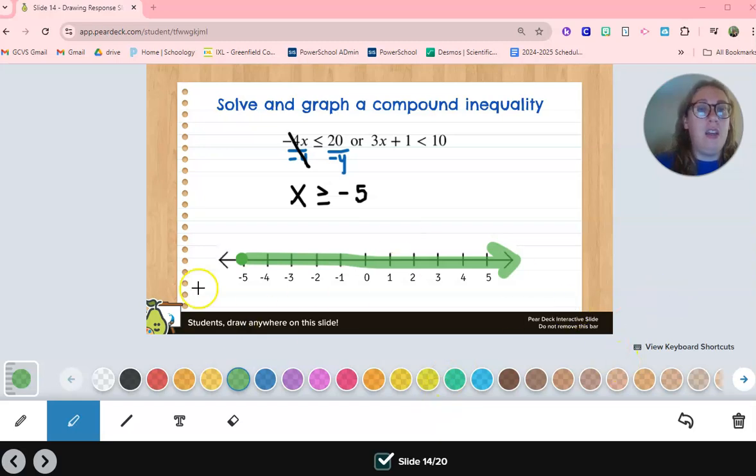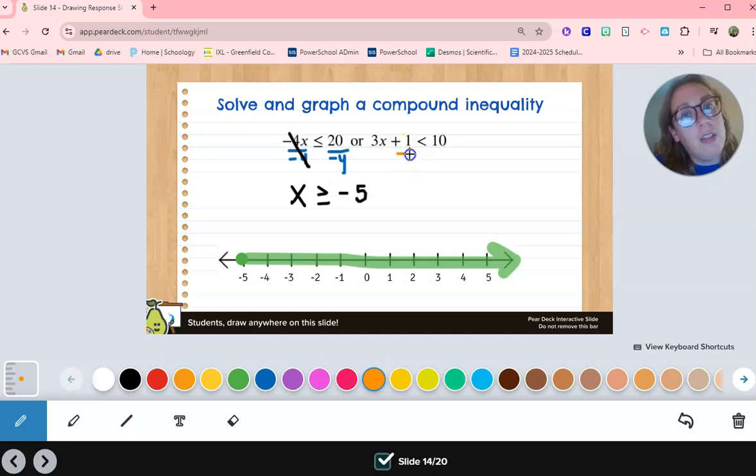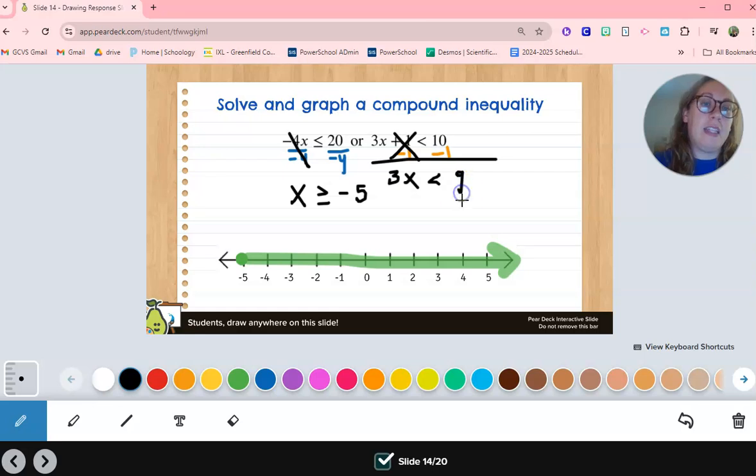And then on the other inequality, we're going to subtract 1 first. And then we get 3x. 1 minus 1 is 0. So we have 3x is less than 9. And then we're going to divide both sides by 3. It's a positive 3, so the sign stays the same. We just get x is less than 3.